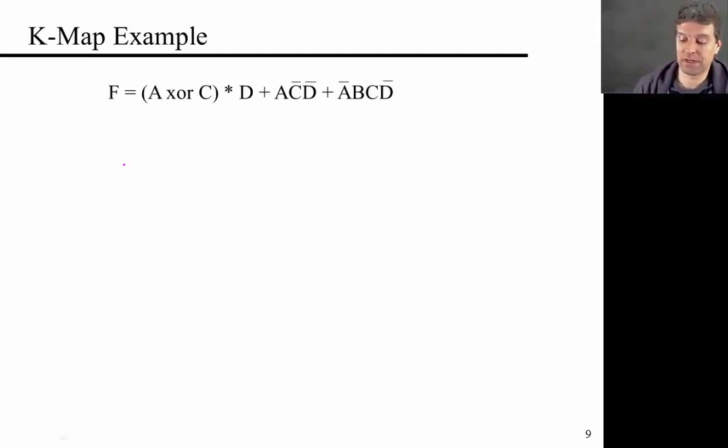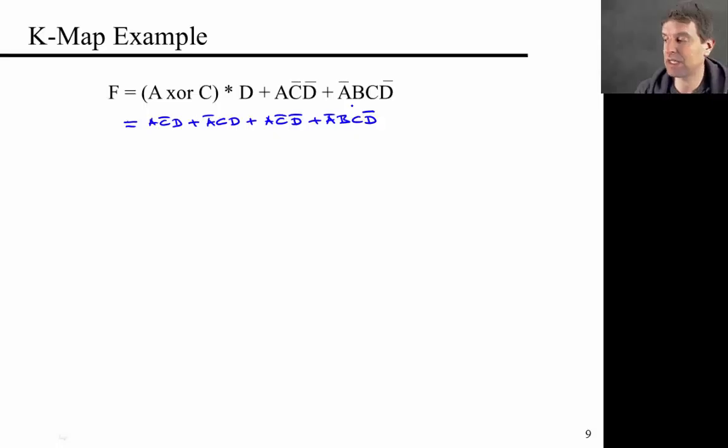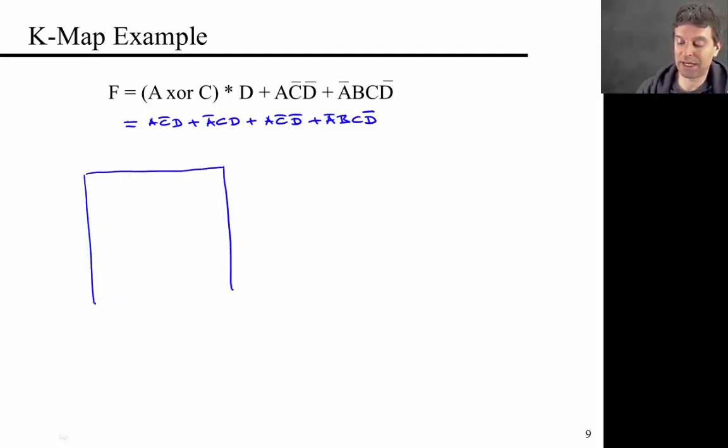Okay, so first step is to actually fill in the kmap. So I'm just going to spell this out. This is A not C D, or not A C D, or A not C not D, or not A B C not D. Just spelling out the XOR. I'm going to draw my kmap here. And again, stop the video, do it yourself. This is going to be a useful exercise.